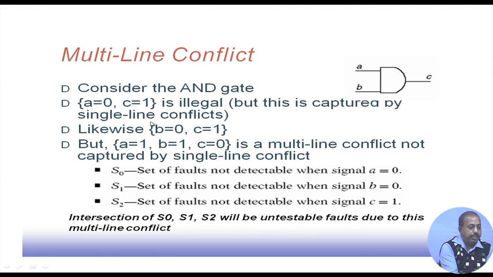If you just take the intersection of these, you will only get C equal to 1. You will not get this other fault, A equal to 1, B equal to 1, C equal to 0. That will come only when you have taken the intersection of these 3 sets S0, S1 and S2. This way, multi-line conflict can also be used for determining the faults which are untestable.